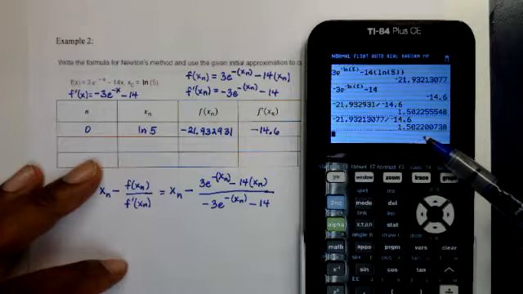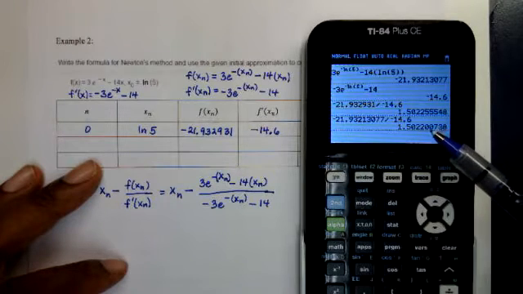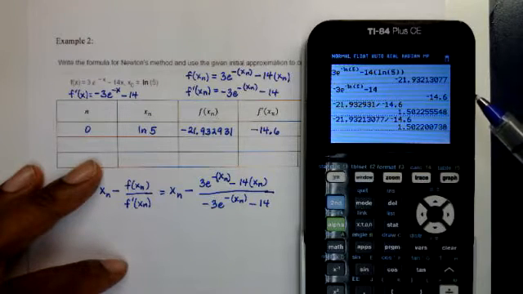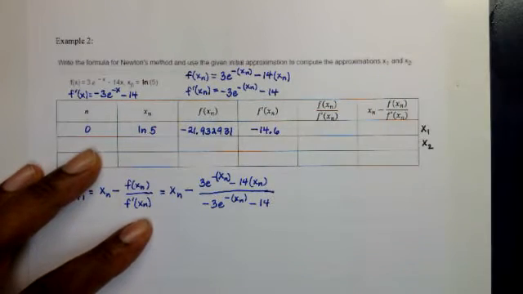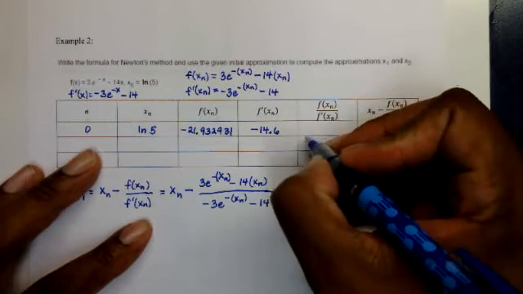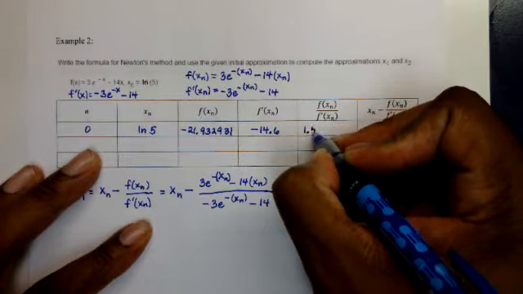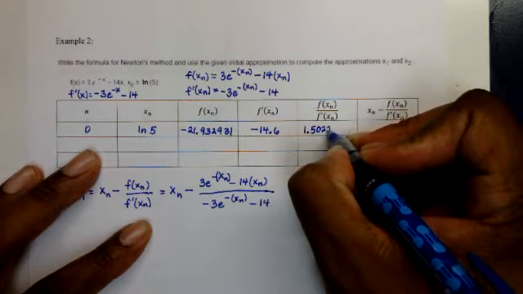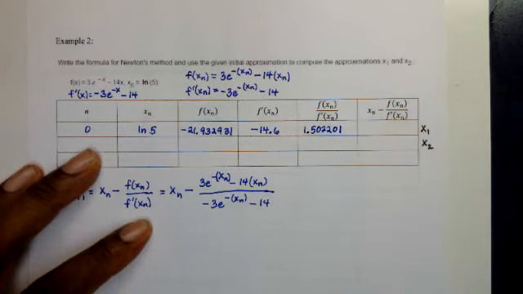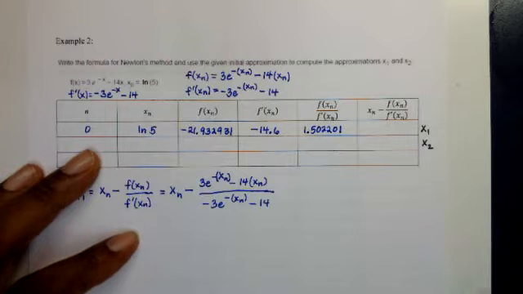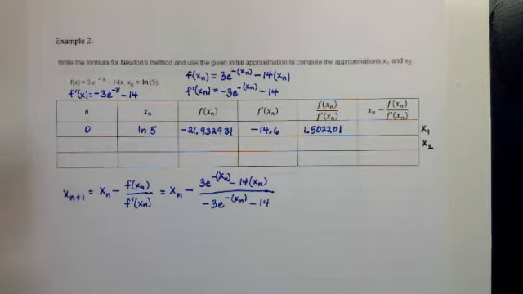Now, for this one, it will be 1.502201 if I was to round that to 6 decimal places. In this case, I was using all the numbers that were on that screen for this amount in order to get a better value of this.